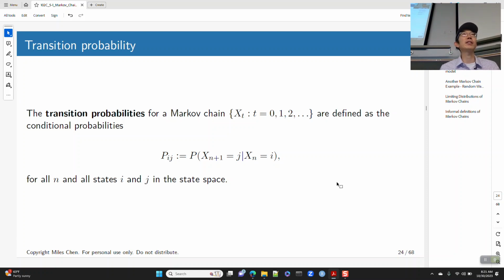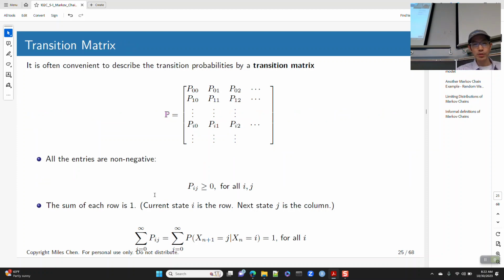Markov chains are defined by our transition probabilities, which are conditional probabilities defined as: what's the probability that at time n plus 1 we're going to be at state j, given that at time n we are at state i? And we're going to figure this out for all states i and j. If you just have a sequence of independent variables, there's no need to use a Markov chain, right? We're basically saying where you are now has an influence on where you're going next. So we'll often organize all of these transition probabilities into a transition matrix.